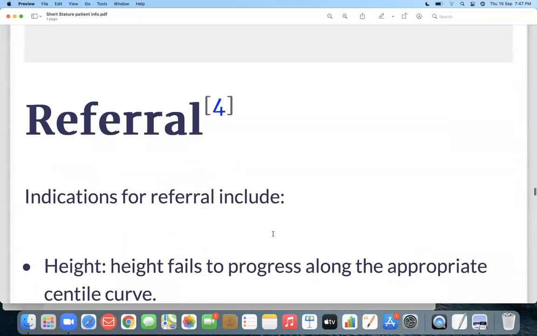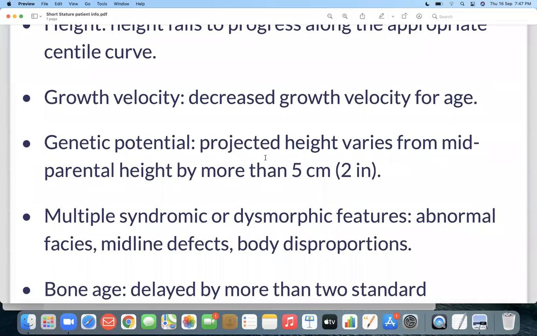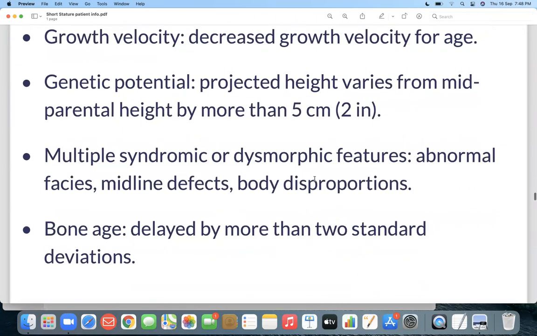We'll go further. Then referral. Indications for referral include height failing to progress along the appropriate centile curve, and decreased growth velocity for age. Genetic potential: projected height varies from mid-parental height by more than 5 centimeters. So if the child is within 5 centimeters of the mid-parental height, there is no problem, but it is better to say it in standard deviations, that is 2 standard deviations. Remember that, that's enough, I feel.